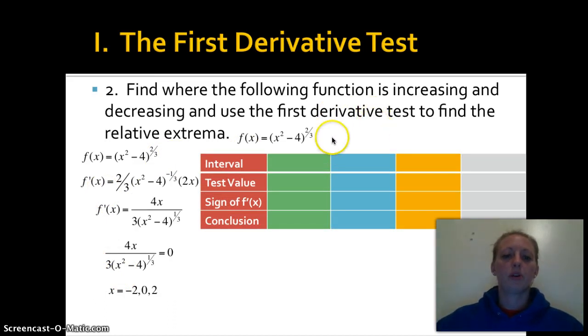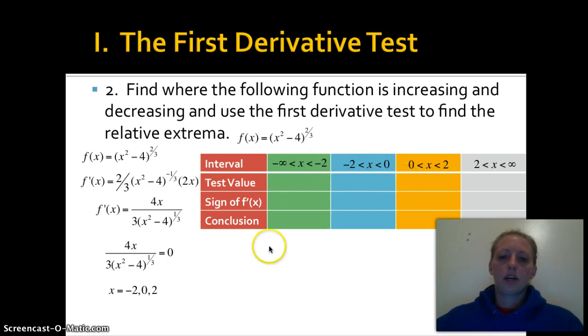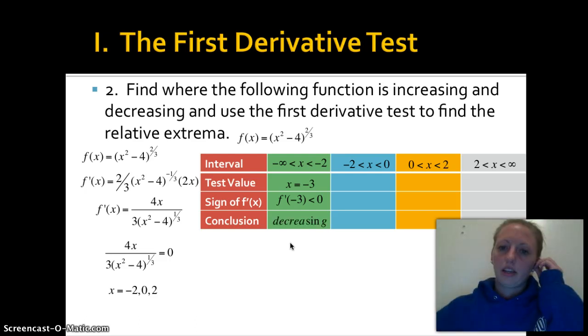So again, we go in order. So -infinity to -2, -2 to 0, 0 to 2, and 2 to infinity. You want to pick a number, so I'm going to do them by column, the green, blue, yellow, then gray. So -3 is between -2 and -infinity. If I put -3 into the first derivative, I get my function to be less than 0. If it's negative, that means it is decreasing.